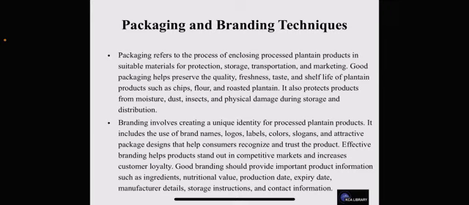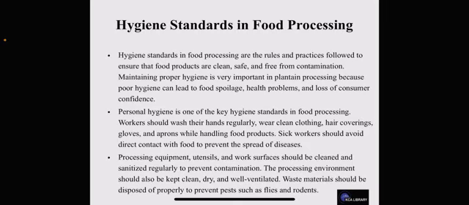Branding involves creating a unique identity for processed plantain products. This is branding. I believe you know how we can differentiate between packaging and branding now. Branding has to do with creating an outstanding or unique identity for the processed plantain products. It includes the use of brand names, logos, labels, colors, slogans, and attractive packaging designs that help consumers recognize and trust the products. Effective branding helps products stand out in competitive markets and increases customer loyalty. Good branding should provide important product information such as the ingredients, the nutritional value, production date, the expiry date, manufacturer details, storage instruction, and contact information.